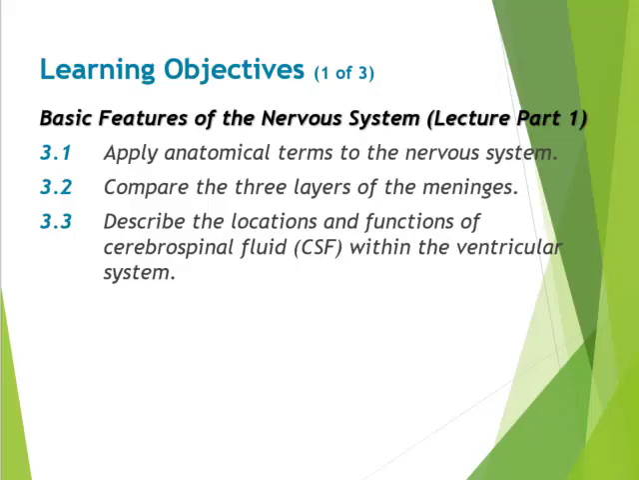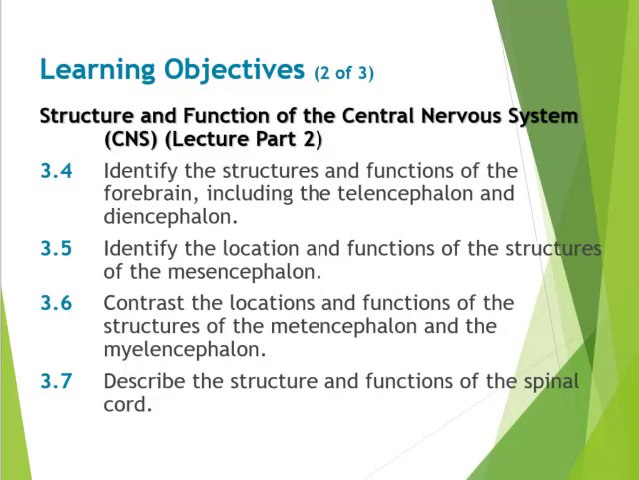In part 1, you will recall that we discussed some basic features of the nervous system. In this lecture, we are going to focus on structures and functions of parts of the brain and the spinal cord, being mindful to identify structures of the forebrain, the telencephalon and diencephalon, and talk about their functions.